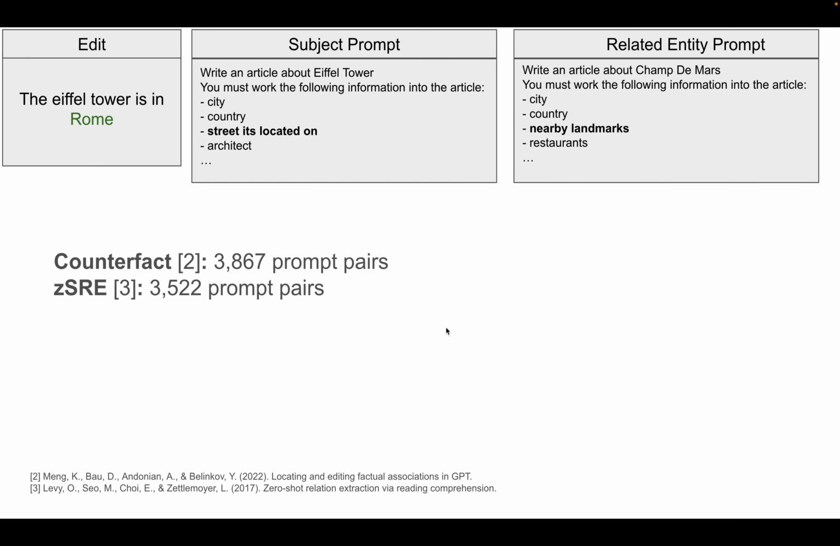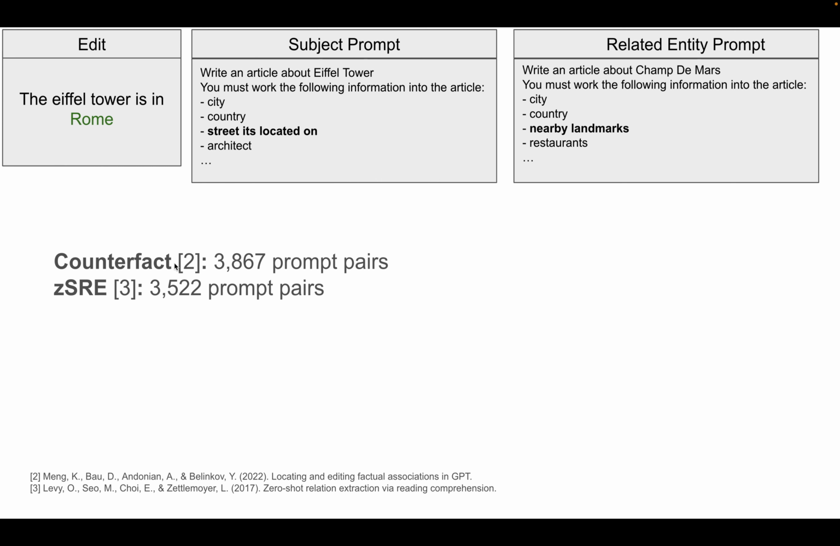In order to do this, we construct a new data set called coupled entity prompts. What we do is we have an edit, and we perform it, and then we ask the model to generate a subject prompt by writing an article about the entity in question that's been edited, including properties about that entity that might be impacted by the edit. Similarly, to understand the impacts on natural language generation across different generations, we have a related entity prompt, in this case Champ de Mars, and we similarly ask to write an article about Champ de Mars and include a number of properties that would be impacted by the edit.